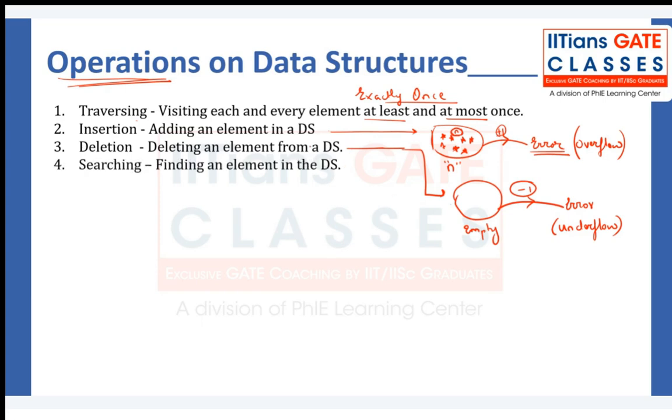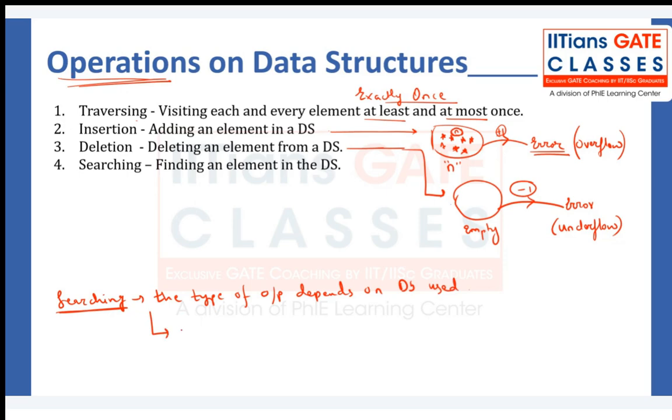Yeah. Next one is searching. Searching, as the name suggests, means finding an element in a data structure. So in searching, what kind of output can we expect? The type of output depends on the data structure used, on which data structure we are performing the operation on.